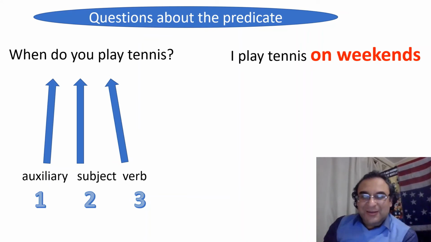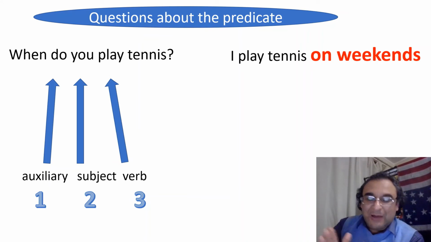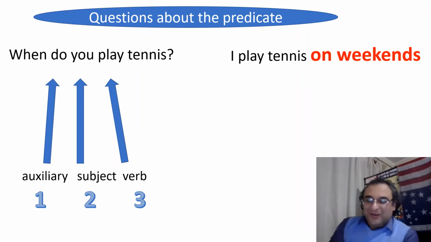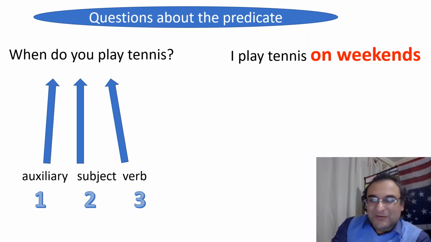So next time you write a question about the predicate, think about this 1, 2, 3, and check your question. Check what you have, and check that you have the correct structure. You must see this 1, 2, 3, the auxiliary, subject, and verb. If not, the question is not correct in English. All right, let's move on to more practice.